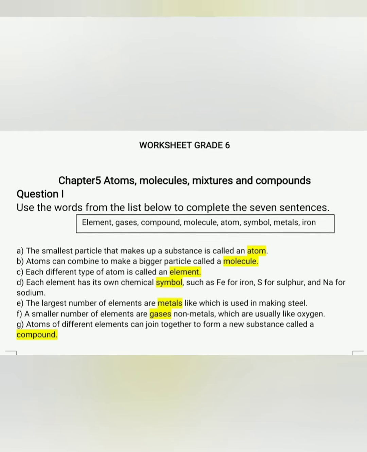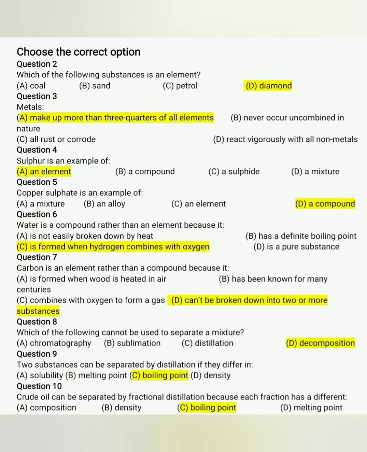Now we will do MCQs. The second MCQ is, which of the following is an element? Diamond. D is the correct answer. Question number 3, metals make up more than 3/4 of all elements. You know metals are more than non-metals.